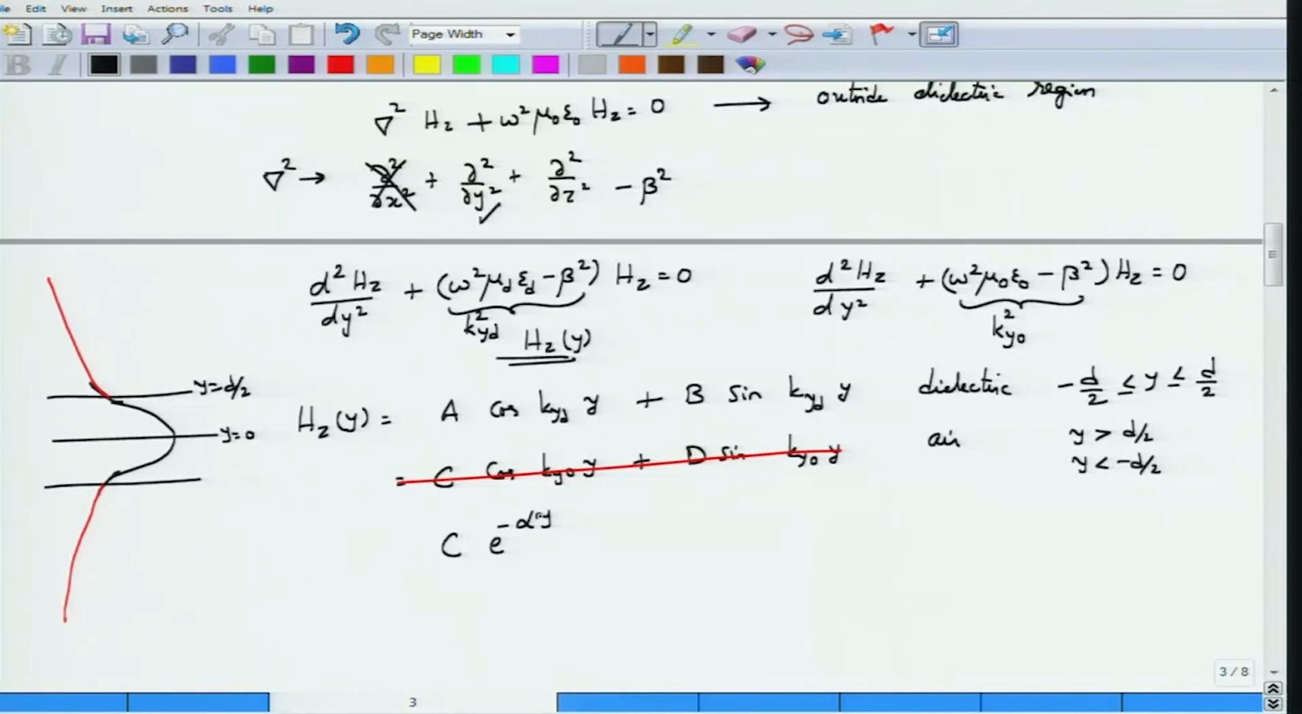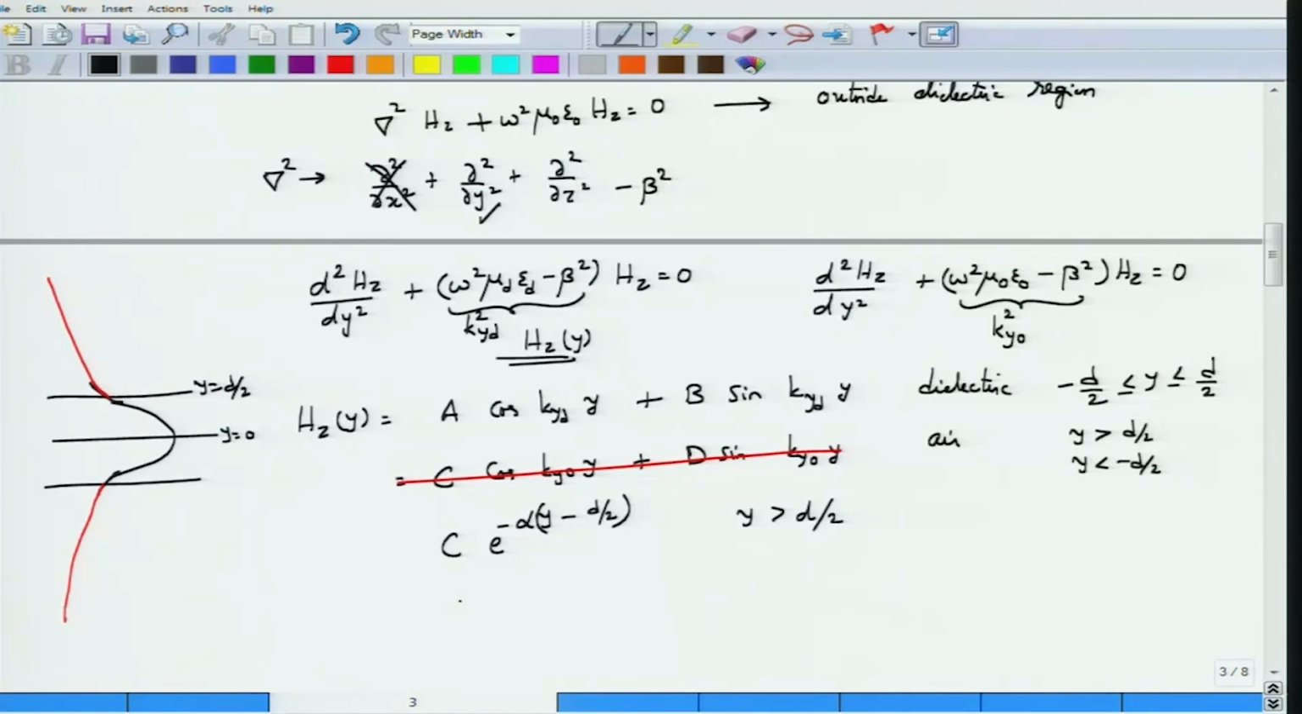So I just need a decaying solution, I do not want an expanding solution, therefore I will take this as minus alpha y. But at this point I do not want the expression for the decaying wave to be equal to C. I want this value to be valid at d by 2, so I just shift the origin from y equal to 0 to y equal to d by 2 and call this e to the power minus alpha y minus d by 2, which would be valid for the region above the dielectric. Why? Because if you put y equal to d by 2, the exponential will be 1 and the value here will be equal to C.